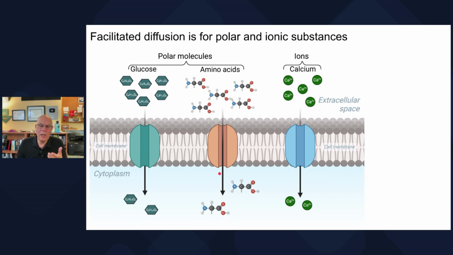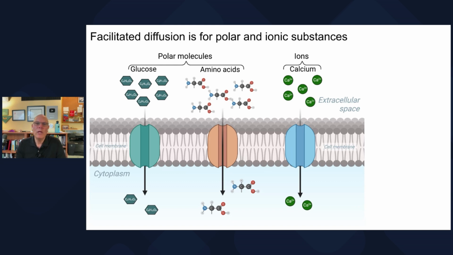Here's a channel for amino acids. Why can't they make their way through? Well, because they have a positively charged part over here. That's the amine over here. And here's a carboxyl group. So they're also going to need a channel to make it through the membrane. Facilitated diffusion. And finally, we have some calcium ions. How are they going to make it through? Again, through a channel. The non-polar phospholipid bilayer is never going to let something like an ion make it through.